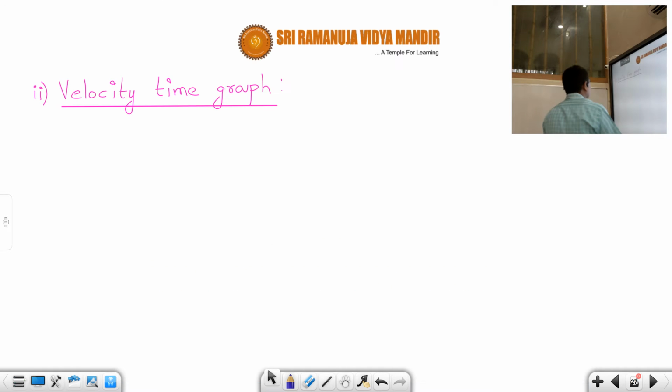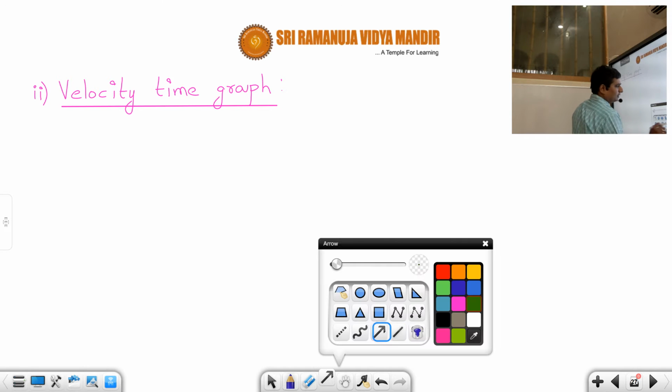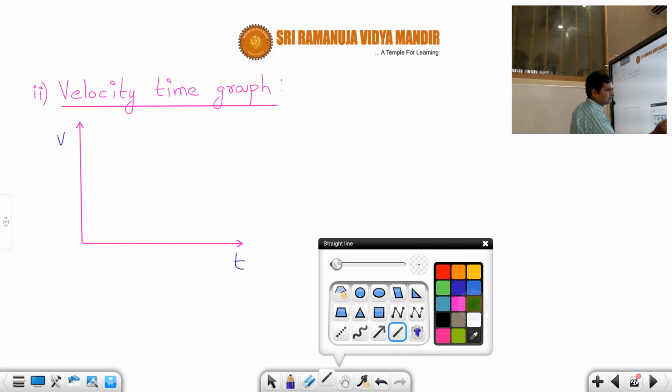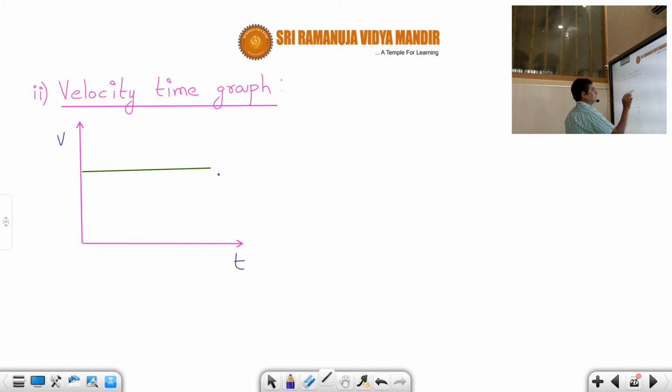So let us start with the velocity-time graph. Suppose we are given a graph of Vt, which means velocity is on the y-axis and time is on the x-axis. So this is V, this is time. This type of graph is called a velocity-time graph. Suppose we are given a graph like this. First let us start with a simple graph.